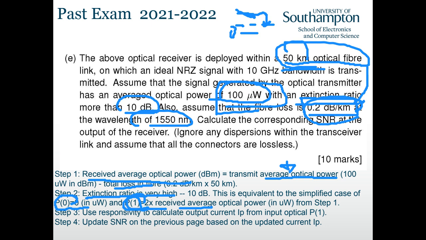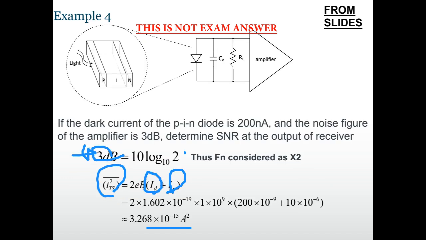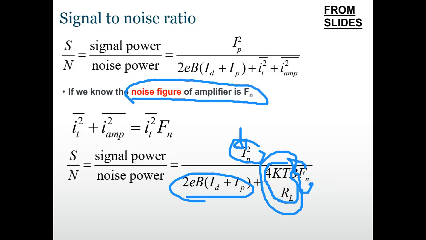And then we need to use responsivity to convert this optical power to the output current. Then we use this output current to update the SNR of the previous steps. So you see we have the current here, and for the shot noise, we also need that current. Basically we need that current to update here and also here. All the rest of the equations are the same as before.